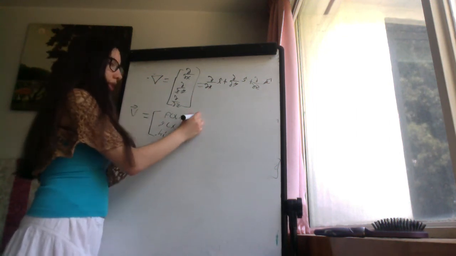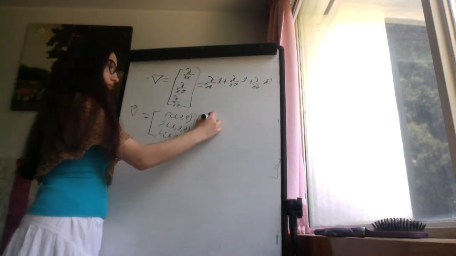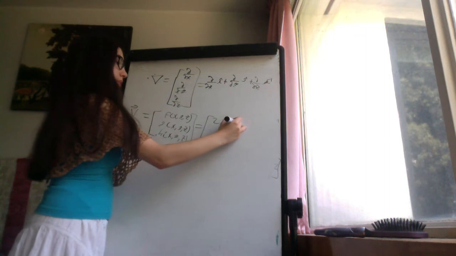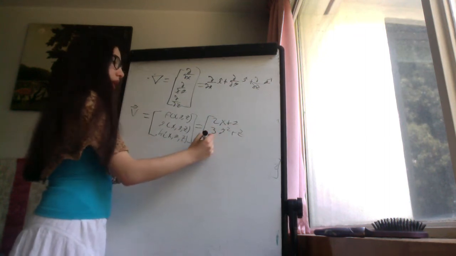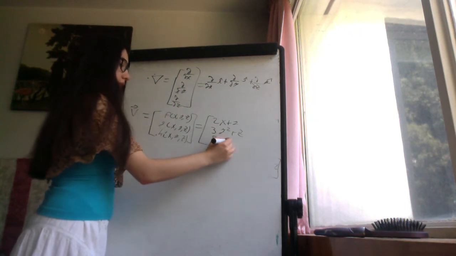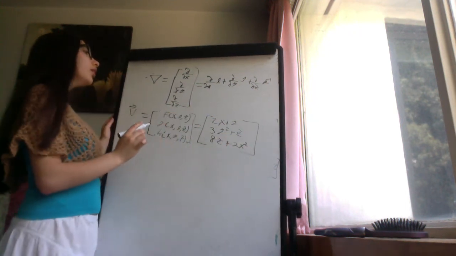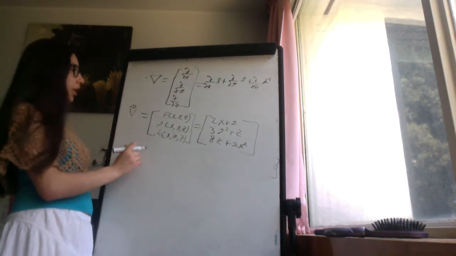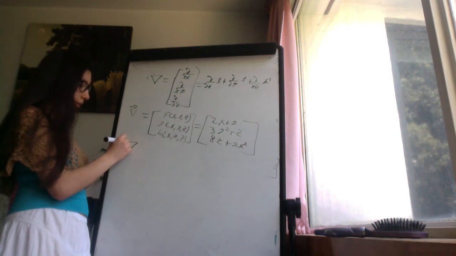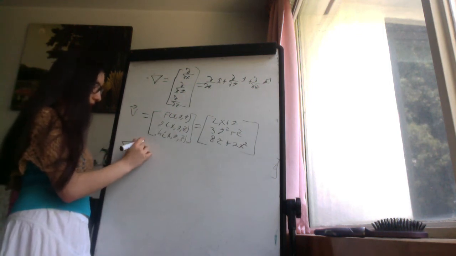And let me put as an example 2x plus y, 3y squared plus z, and 8z plus 2x squared, for example. Now, the divergence of a vector is the nabla operator dot the vector.